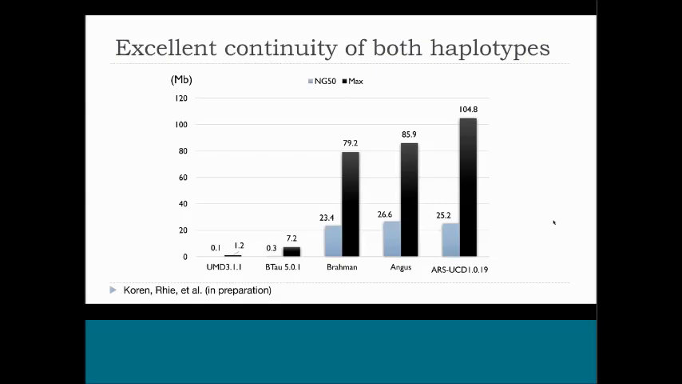And this is just illustrating that. Essentially, the continuity of these complete haplotypes for the Brahmin and Angus haplotype are more continuous than the current reference genomes and are of similar continuity to the soon-to-be-released new cattle reference genome with a contig N50 size of around 20, 25 megabase pairs.